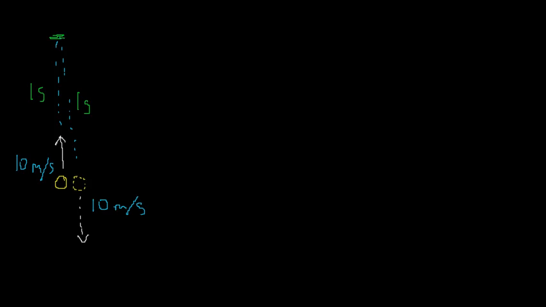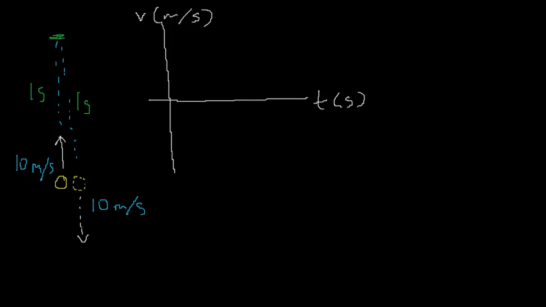So the next thing I want to do then is to sketch a velocity time graph of this experiment. See what it looks like, and also see what I can do with it. So that's the time axis, the time in seconds, velocity axis, velocity in meters per second. That is the origin.